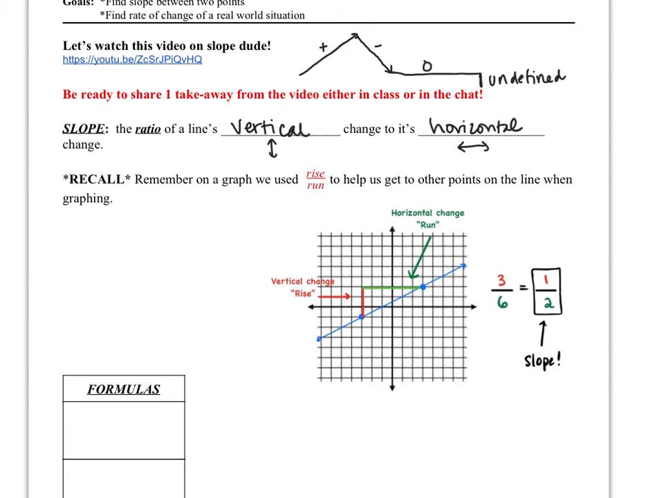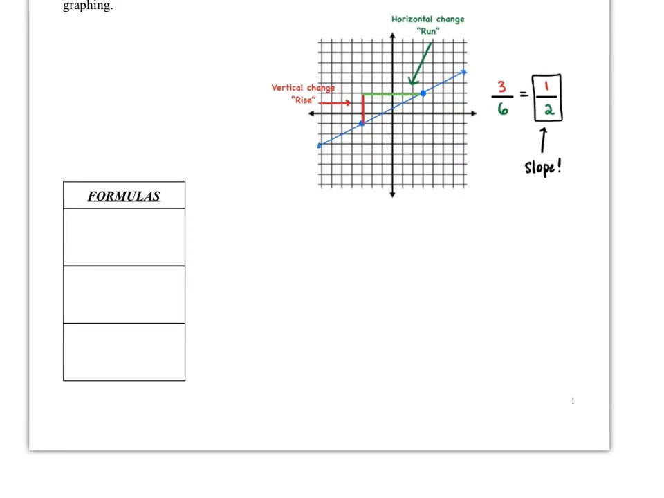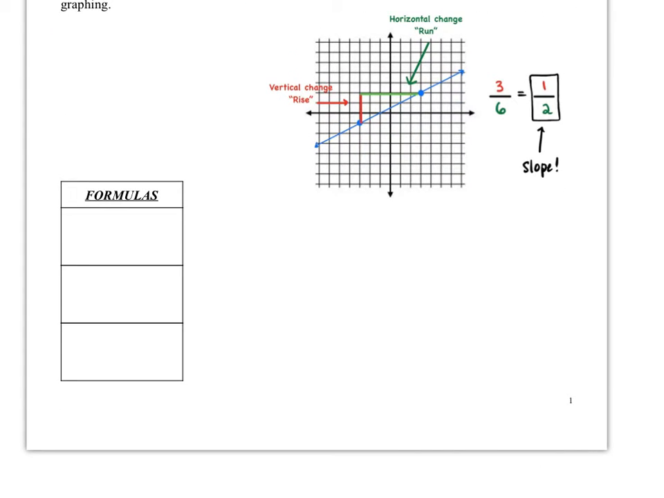So I know that if I'm standing on this point, I can rise and run to get to my next point. Here I have a rise of 3, 1, 2, 3, that's my vertical change, and I have a run of 6, which is my horizontal change, and that's going to simplify to 1/2, which means that this blue line has a slope of 1/2. Looking at my line, I can see that it's increasing as I read it from left to right, therefore it's a positive slope. So one slope formula that I already have is rise over run.